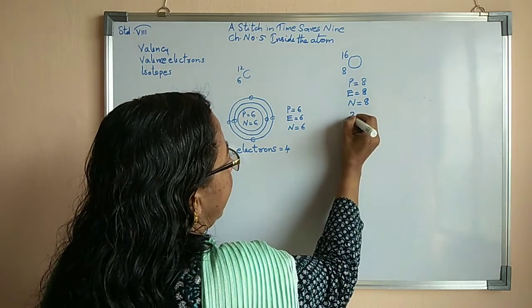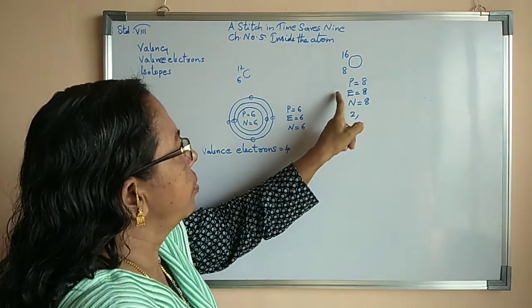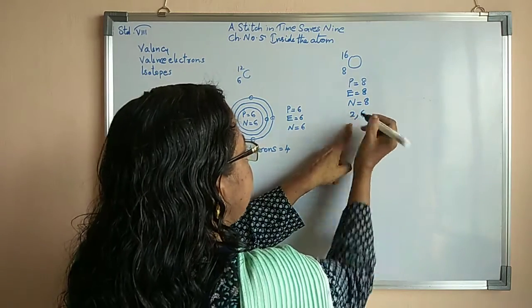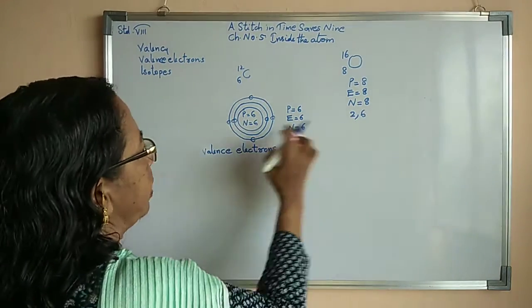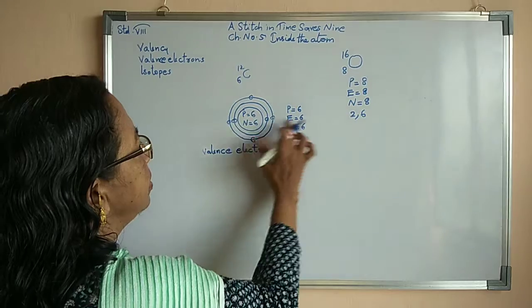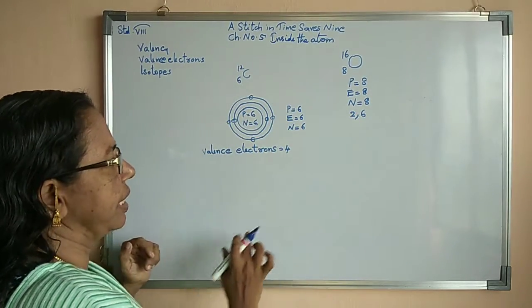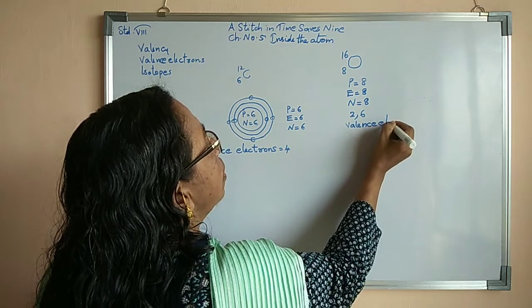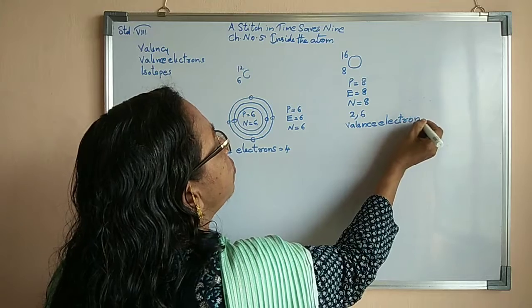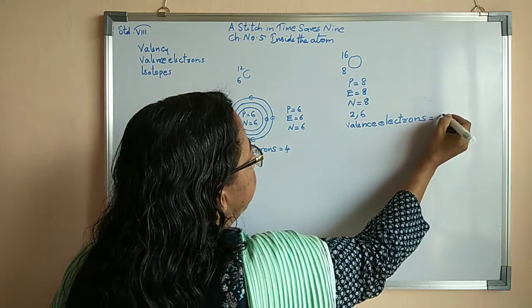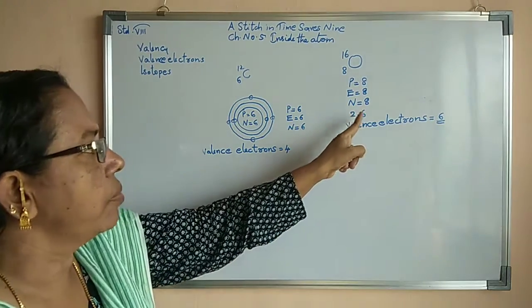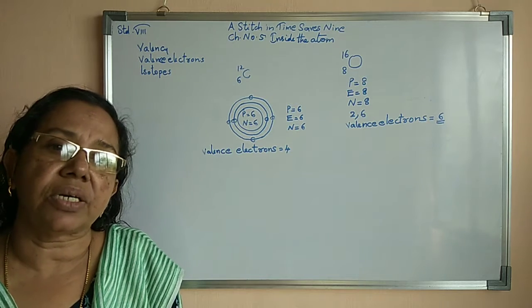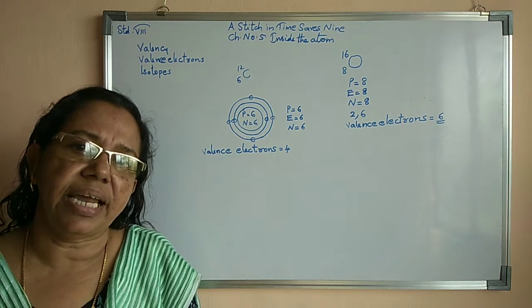Now the first orbit can have 2 electrons, 2 already used. From this 8, 2 already removed. Now the remaining 6 is there. So we can say that the first orbit has 2 electrons, then 6 will be in the second. So the number of valence electrons of oxygen is equal to 6. It means the outermost orbit has 6 electrons. So how many electrons the outermost orbit has, that is known as valence electrons.